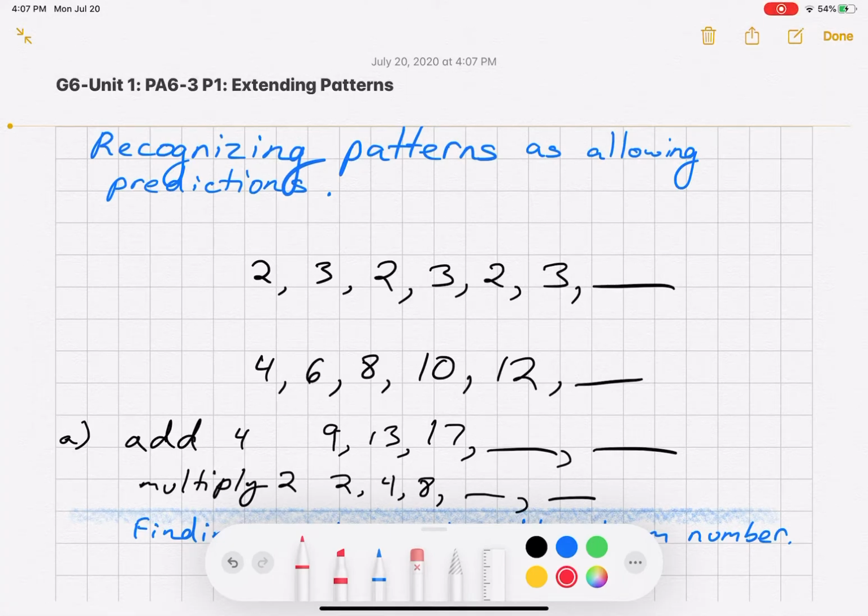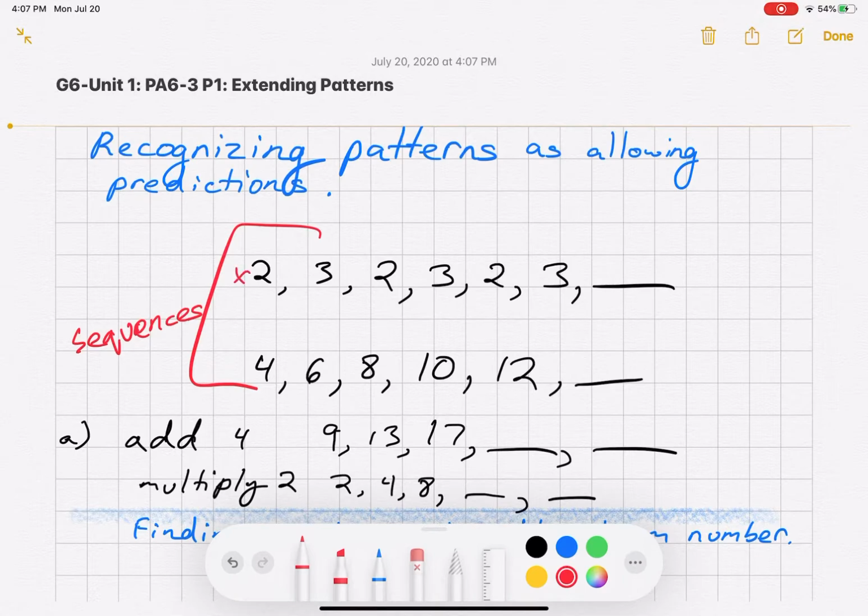Okay, so we're still working within patterns in algebra. We're extending patterns, and we're going to be recognizing patterns as allowing predictions. So I have two sequences here. If we look at the first one, there is a pattern to the sequence. That means you can predict what's going to come next.